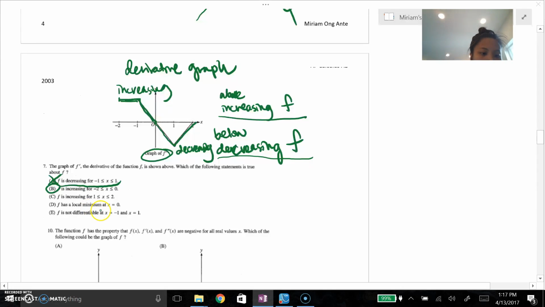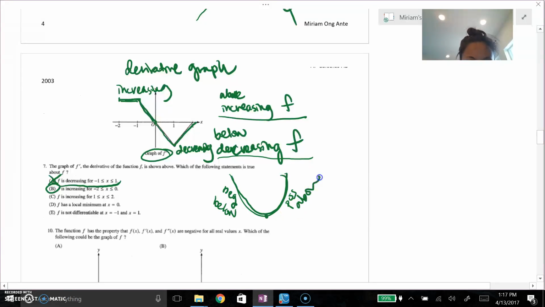For example, f has a local minimum at x equals 0. Well, to have a minimum, we have to have a graph that looks like this, meaning negative or below, and then positive, meaning above. Well, if we look at 0 here, before it is above, after it is below, which is the flip-flop of what we want. So that can't be the answer. Then you can go through the options and see that they're not true and that B is indeed the correct answer.